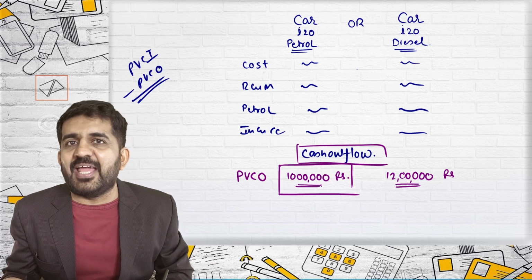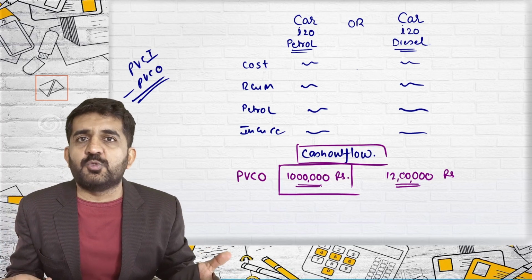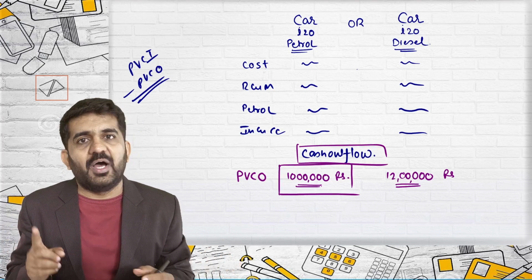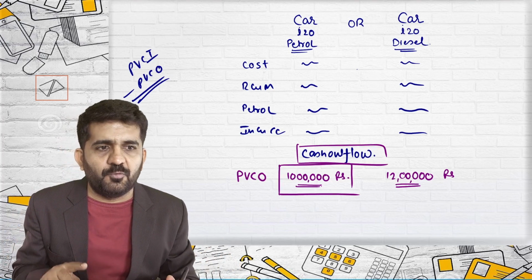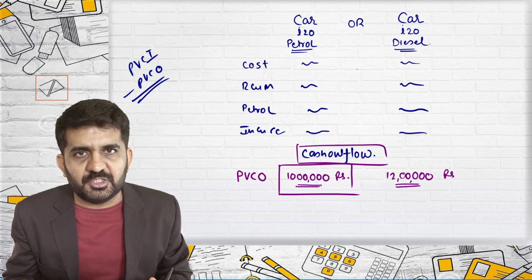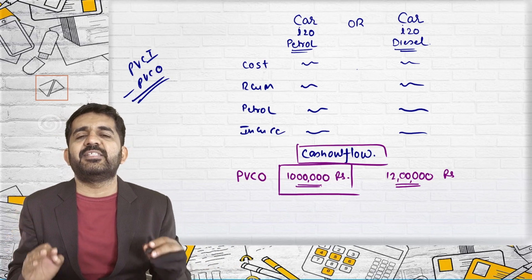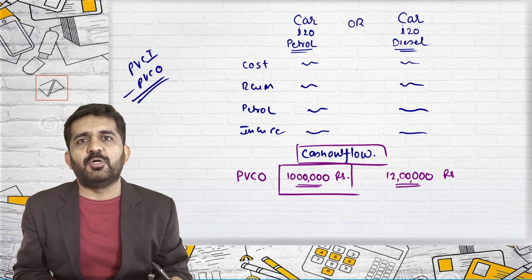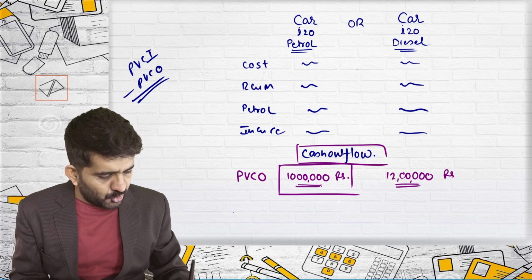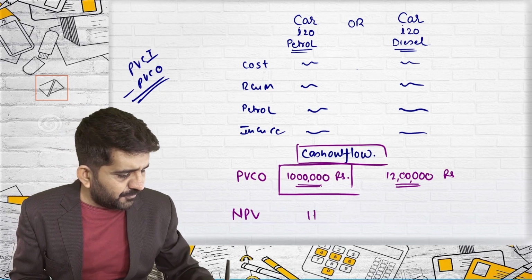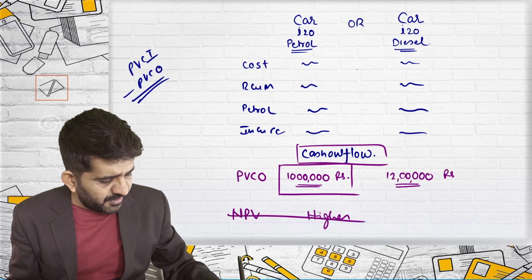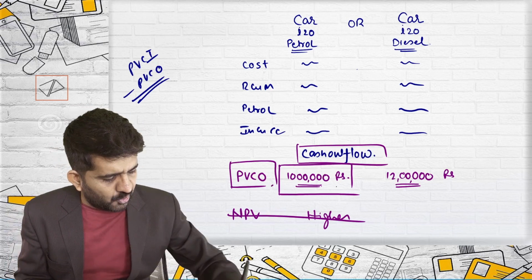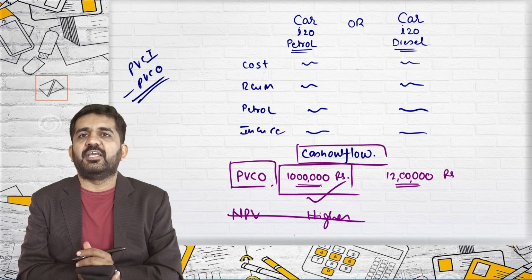I'm not having NPV, but I need to purchase one car. There are only cash outflows. I will be finding out present value of cash outflow of one option and present value of cash outflow of another option. Where the present value of cash outflow is lower, I will be selecting that particular car. So if it is NPV, it is a higher figure. But if it is just present value of cash outflow, it is a lower figure and I'll be taking a decision.